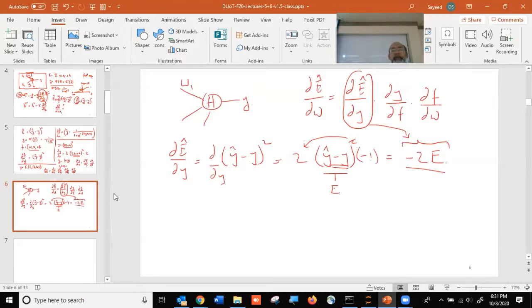So far, good. Now, how do we get the derivative of the second term? Now, the second term is y is equal to 1 upon 1 plus e to the power minus f. So how do you take the derivative of this?